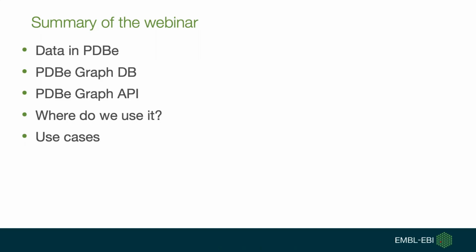Just giving a brief idea of what I'll be discussing today. First, I'll start with the types of data that we have in PDBe. Then I will discuss a bit about the PDB graph database and how to download it. Then I will take you to the PDB graph API and where we are using it within PDBe. And at last, we'll go through a few use cases where it could help you in getting the data.